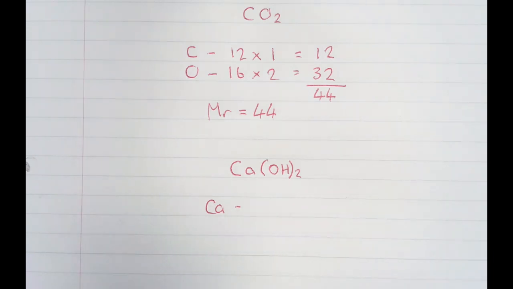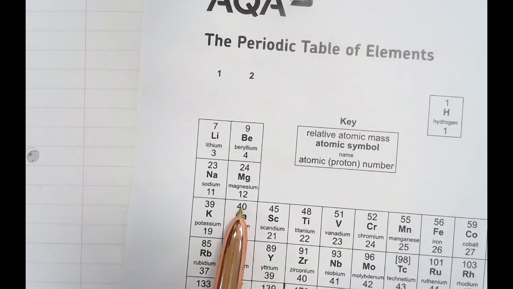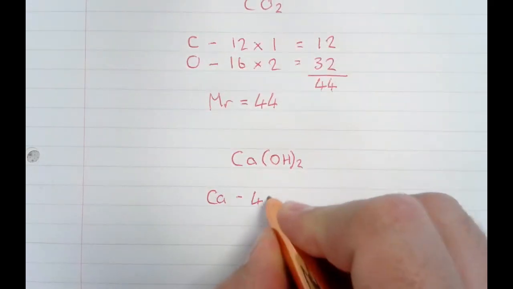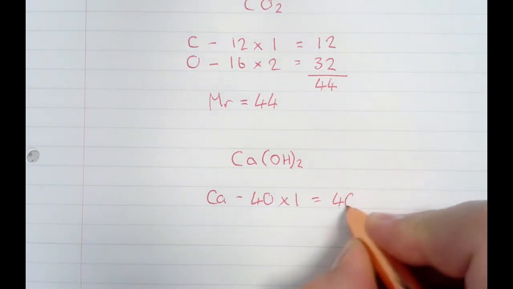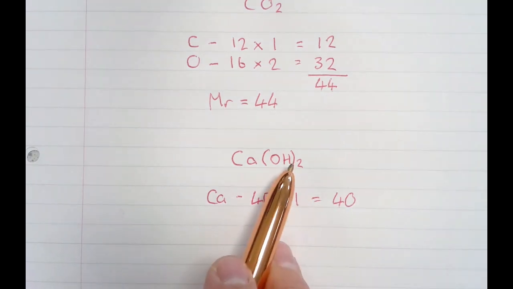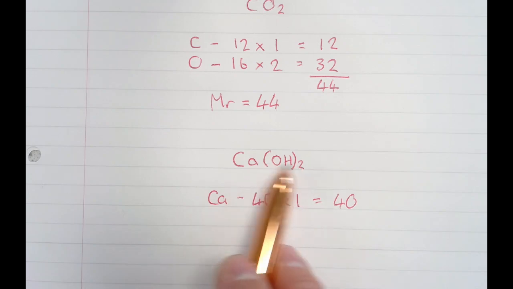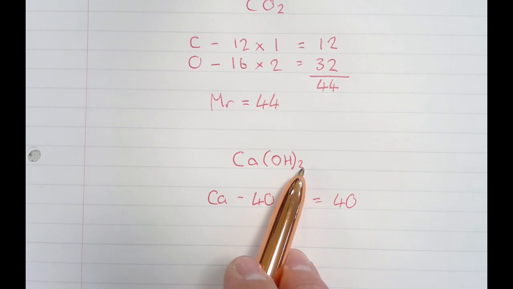We'll use our periodic table and we'll spot that calcium has a relative atomic mass of 40, and there's only one of those, so that gives us 40 in total for calcium. Next, this is where it starts getting complicated. So if there are a pair of brackets, we multiply whatever's inside the brackets by this small number.